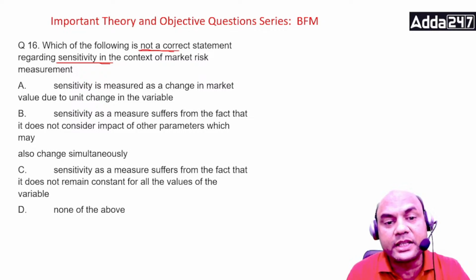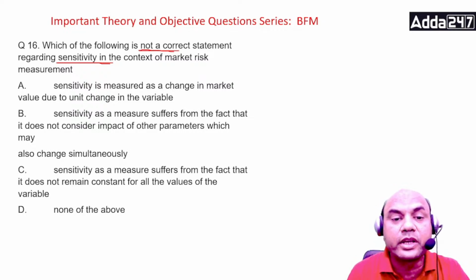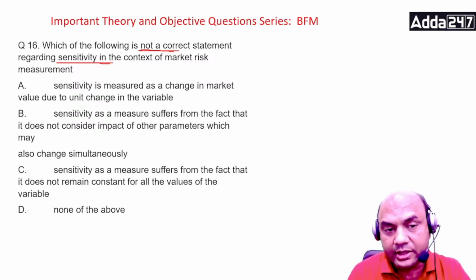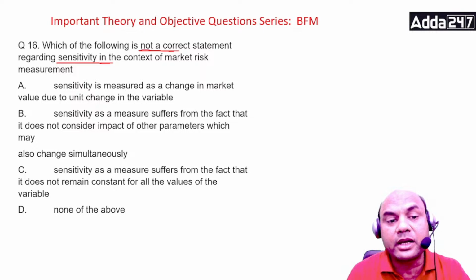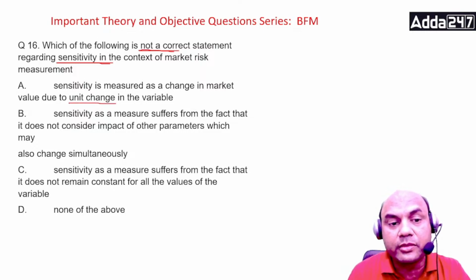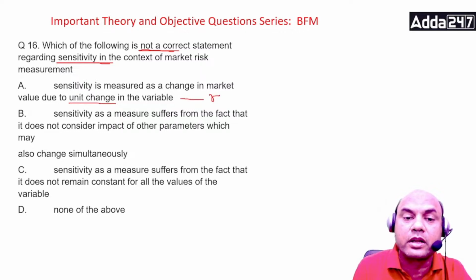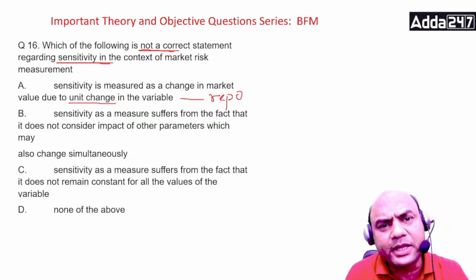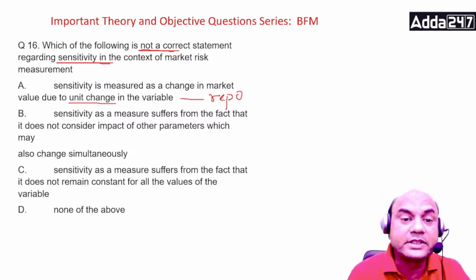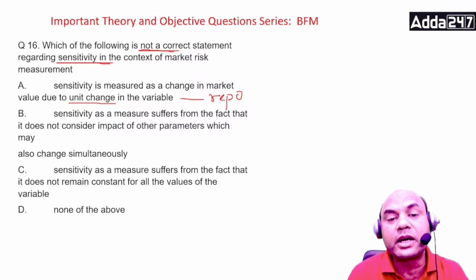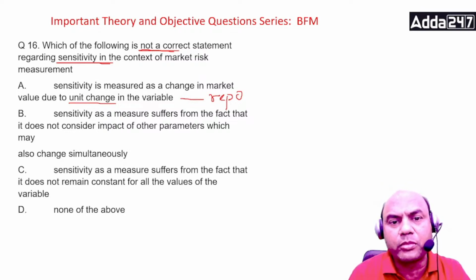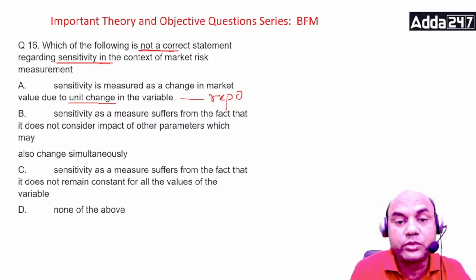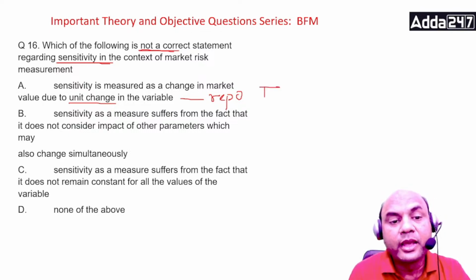Sensitivity is measured as a change in the market value due to the unit change in the variable. The variable is generally the repo rate, or any benchmark rate. This is the basic definition of sensitivity: change in the market value of that bond or any commodity based on the unit change in the benchmark rate. So this is true, but we want false. Next: sensitivity as a measure suffers from the fact that it does not consider the impact of other parameters which may also change simultaneously.